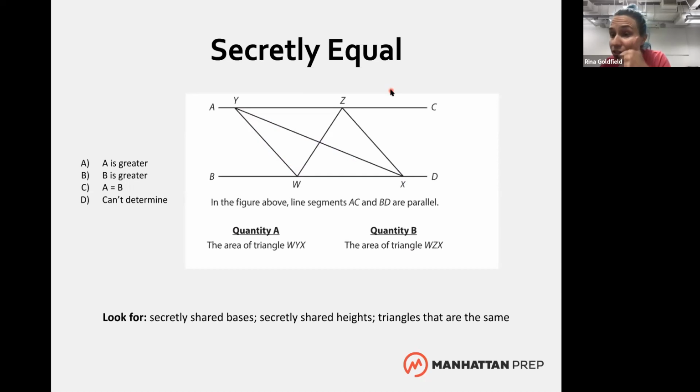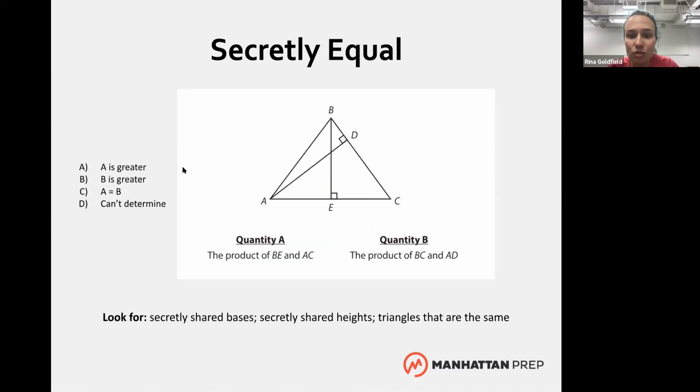So again, I'm looking for triangles, and then I'm trying to peel away and think, well, what's the base? What's the height? Are they actually shared here? In this last one here, we have a rotated triangle. So the product of BE and AC, okay, well, in this case, the base of this triangle could be AC and the height is BE. But what about here, BC and AD? Well, if I flip it on the side, then my base is BC and AD is the height. And wait, it's the same triangle.